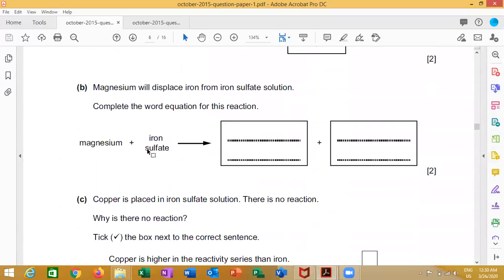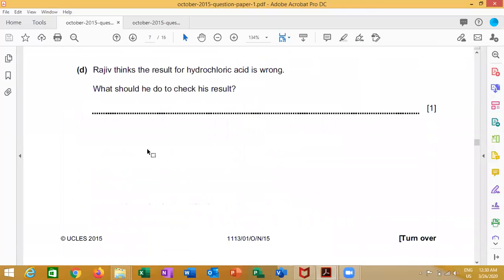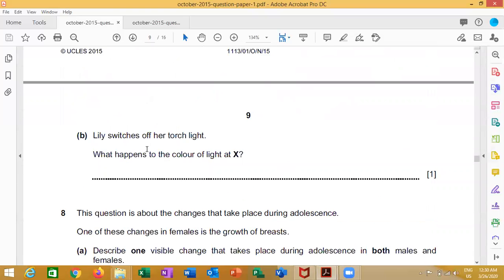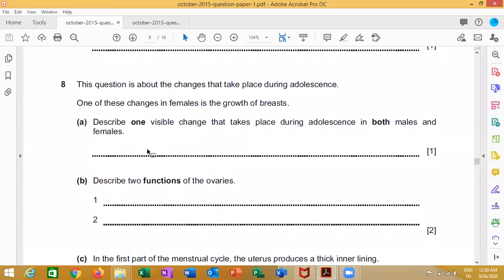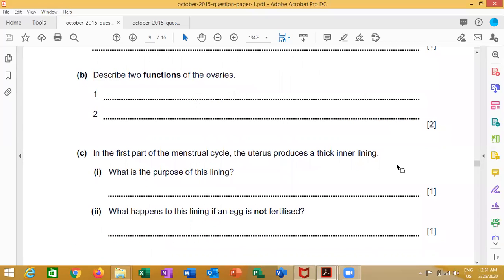Next question. Here in this question, he's talking about puberty or adolescence. He wants you to write one visible change that takes place during adolescence or puberty. It can be the growth of hair. Here he wants you to write 2 functions of the ovaries. Number 1, produce eggs or ova. Number 2, produce hormones. Or you can write responsible for menstruation or responsible for ovulation. Both are accepted. Question C.